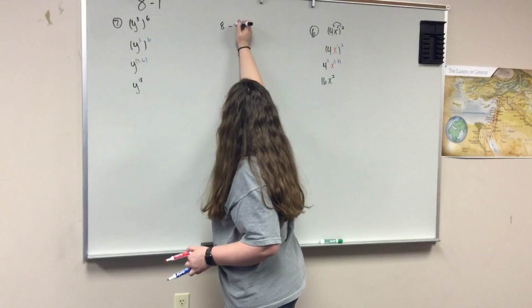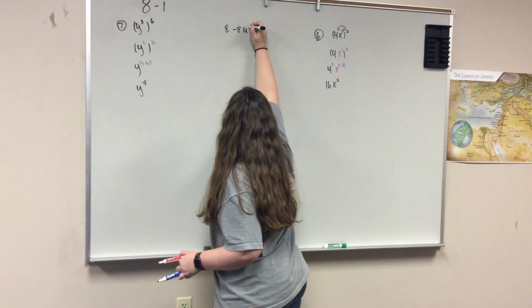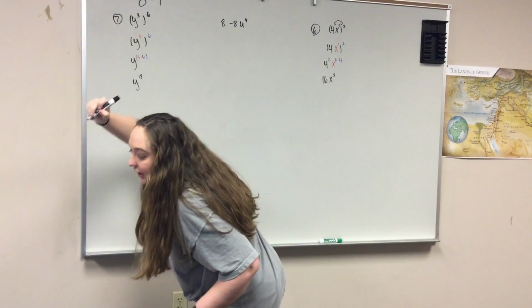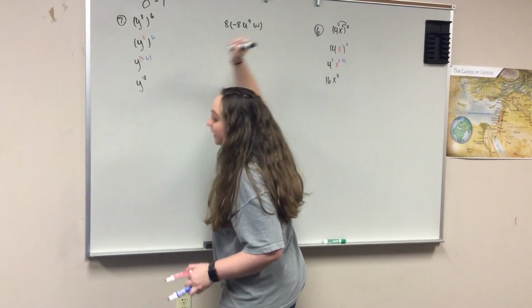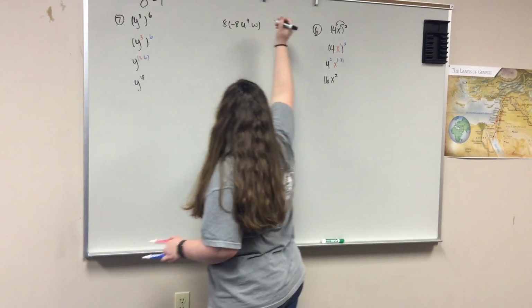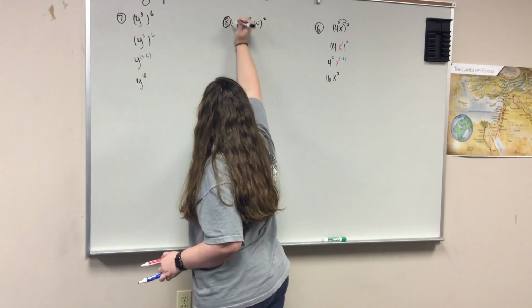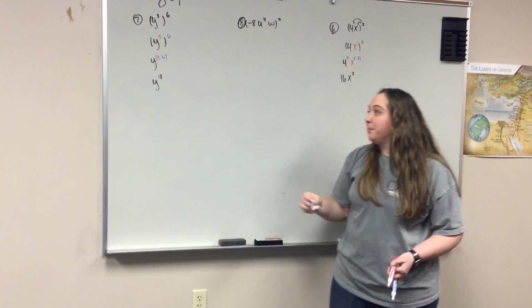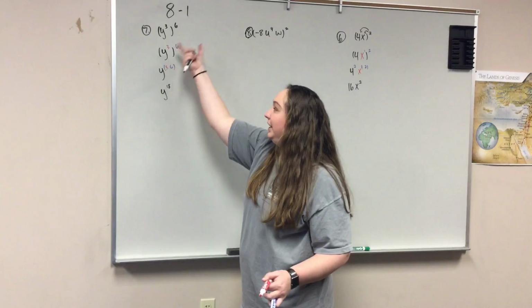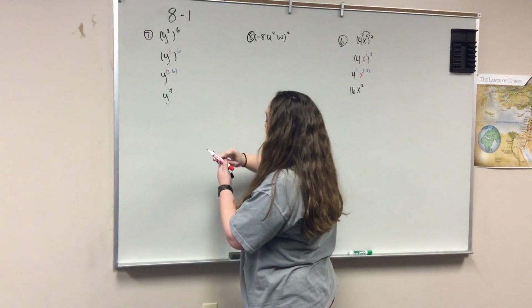You have negative 8 times u raised to the 4th power times w, in parentheses, and all this is going to be raised to the second power. Let me put a circle around that so you don't think it's part of the problem. Okay, so we got a lot going on here, right? But it's the same thing. We're just going to break it up into each piece. So I'm going to do -8.